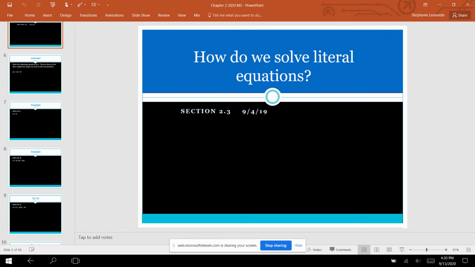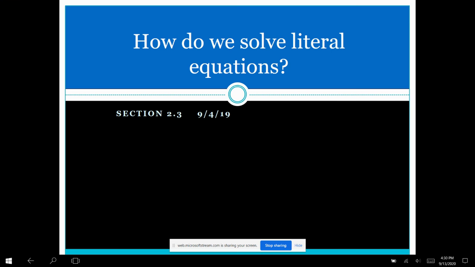Today we're going to be talking about literal equations. So it's just kind of an introduction. On Wednesday when we come back to class, we are going to do a lot more practice with it. So I just want to let you guys know that so that you can see what we're talking about to begin with, and we'll go from there.